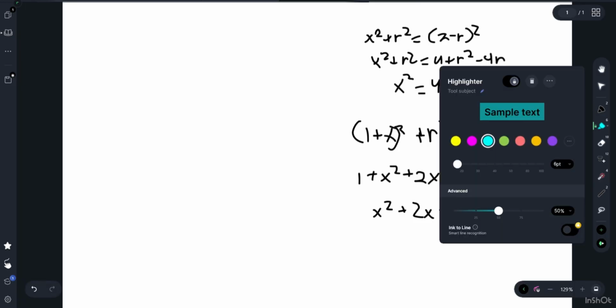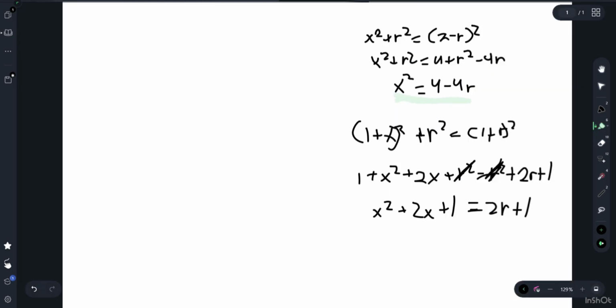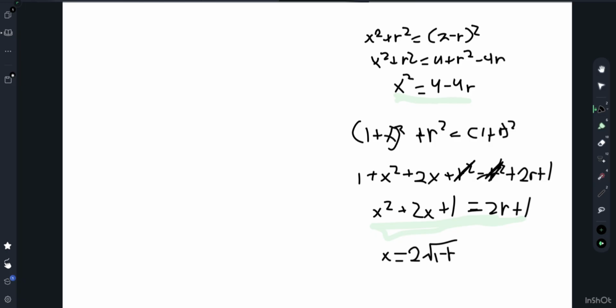Now we have these two equations, so we can just use a system of equations and solve. I'll skip that part because it's pretty simple, but we can go through it. So x is equal to 2 root (1 minus r), and we got that from this equation right here.